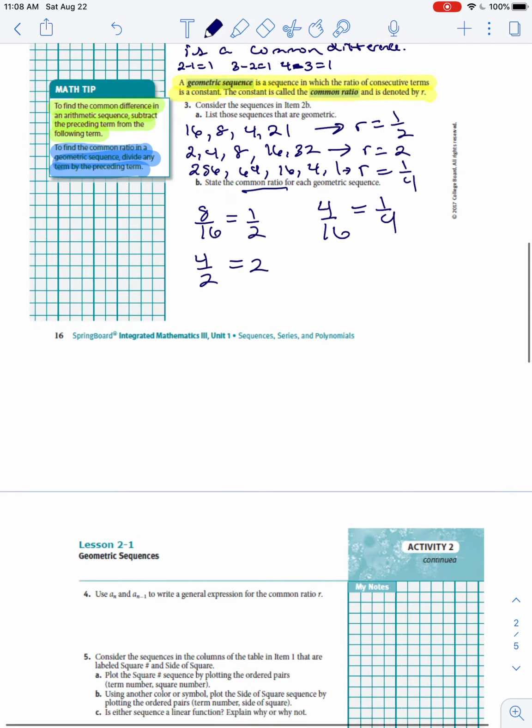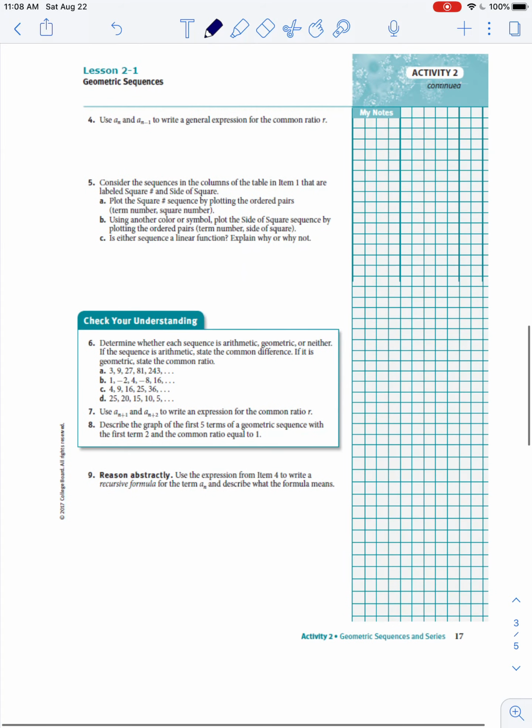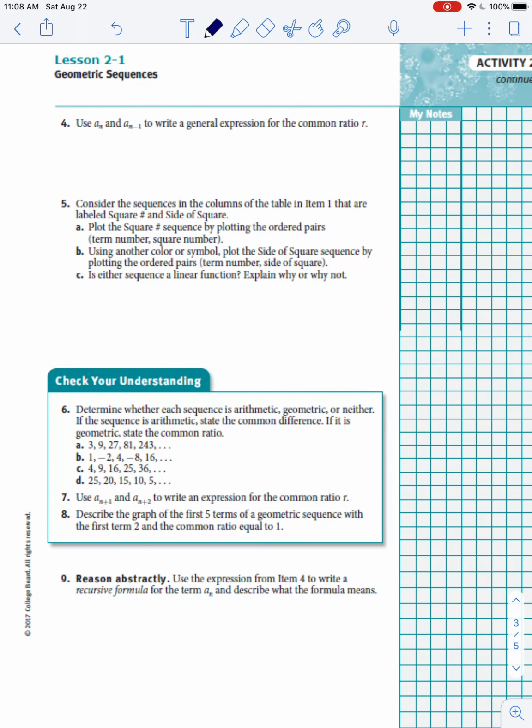So now let's put that in formula form on the next page. It says use a sub n and a sub n minus 1 to write a general expression for a common ratio r. So our common ratio r is going to be found by dividing a term by its preceding term, or the term before it. So if the term is a sub n, we would want to divide it by the term that came before it, which is a sub n minus 1.